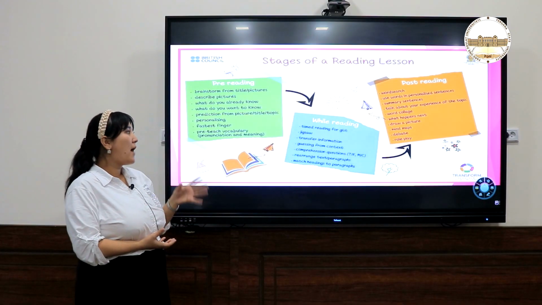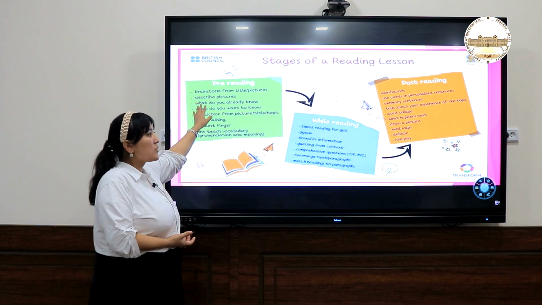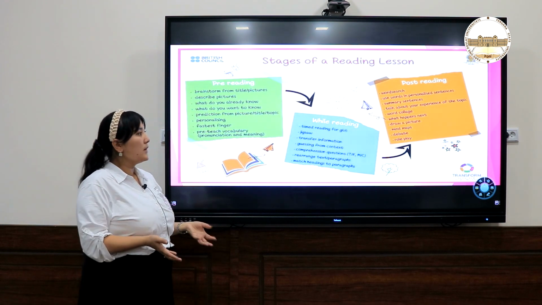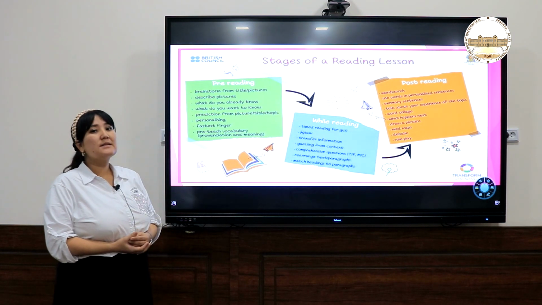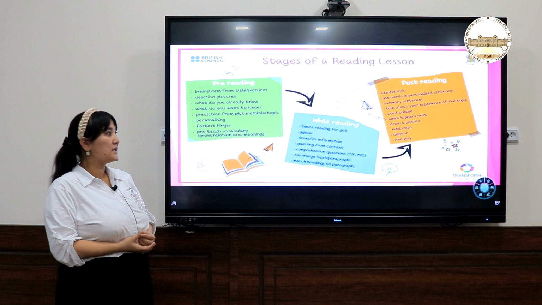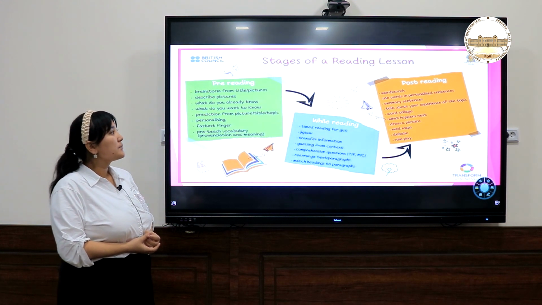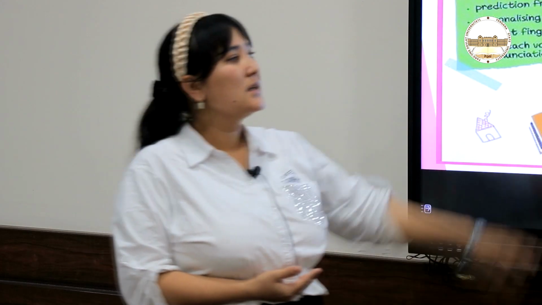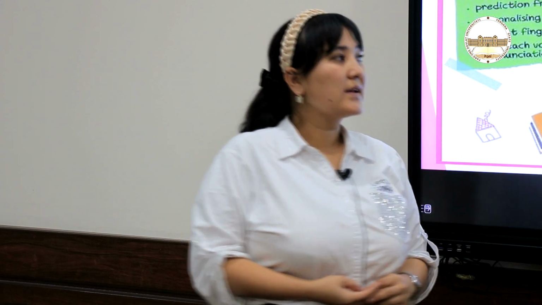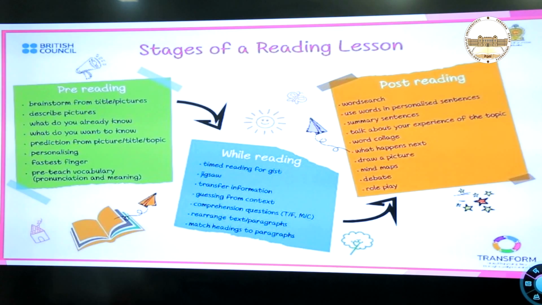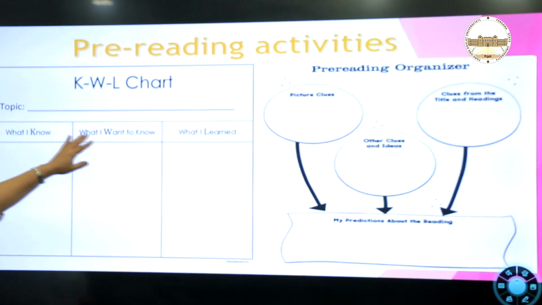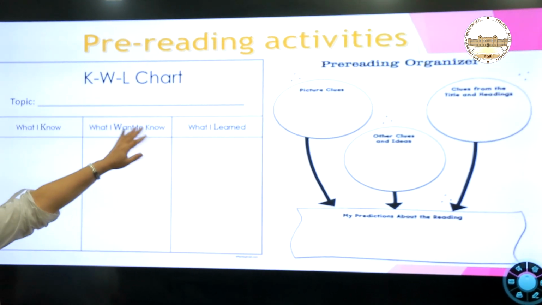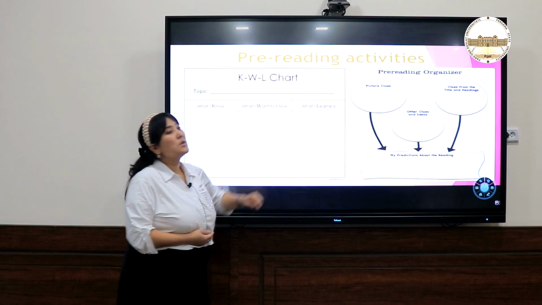The next one is mind maps, and it's somehow similar to brainstorming, but it is longer. The next one is debate. Debate can improve their speaking skills, and the debate should be connected with the topic itself. The last one is role play. Here we can see the KWL chart. K means what I know, W means what I want to know, and L means what I learned.